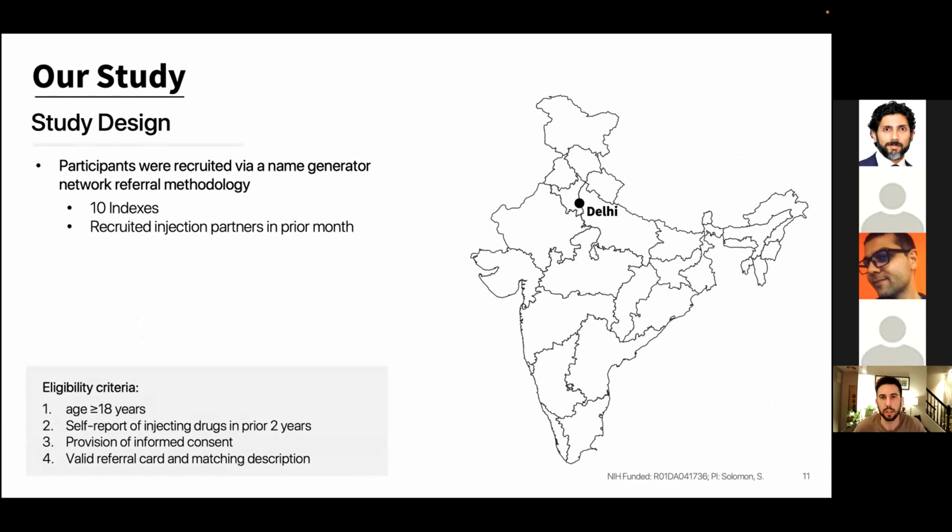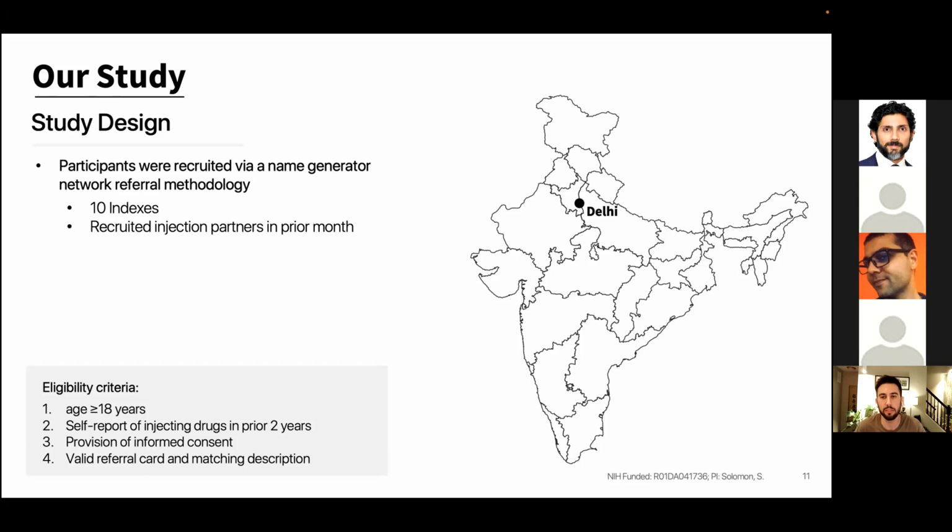Recruitment of this cohort started in November 2017 and utilized 10 indexes to initiate recruitment. These 10 indexes were selected from a previous cross-sectional sample that we accrued using ethnography and respondent-driven sampling. And when a participant enrolled in our study, whether one of the initial 10 indexes or the subsequent recruits, they were asked to recall the names of the people they injected with in the prior month and were asked to provide some information about each of those partners.